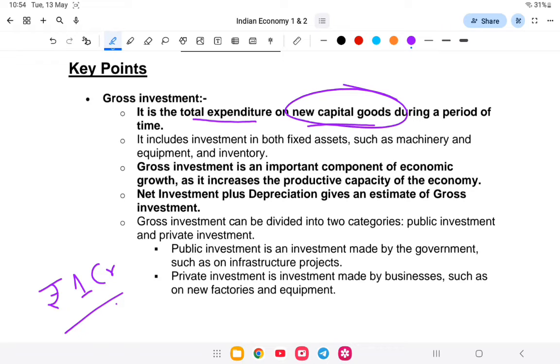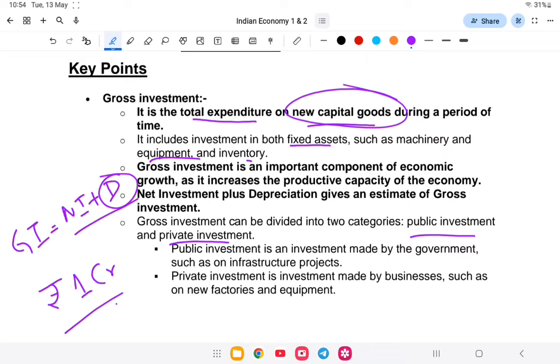So these are capital goods, in the sense of machinery, components and so on. So gross investment, whether public investment or private investment. Gross investment is equal to net investment plus depreciation, as that is the depreciation of the machine.